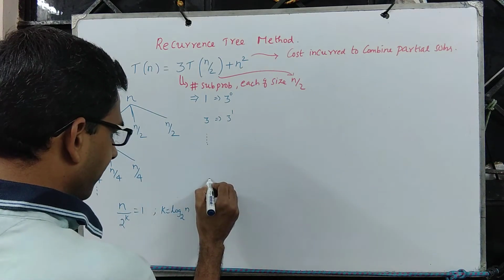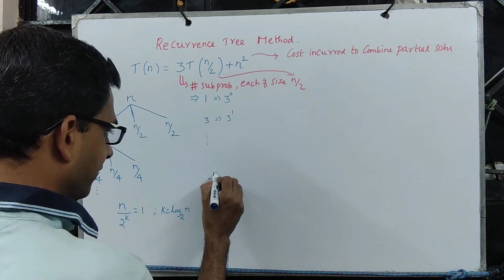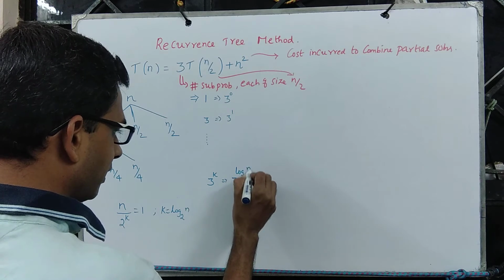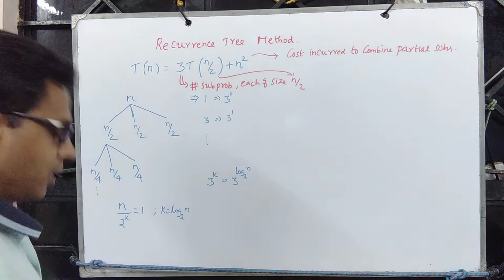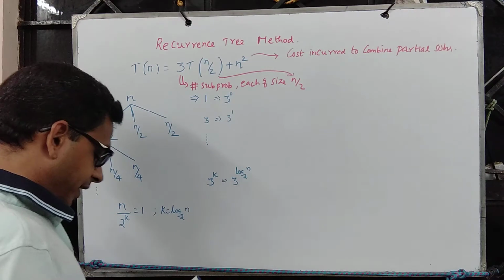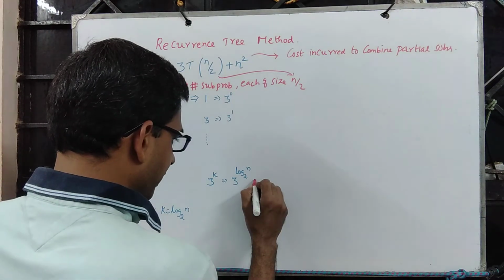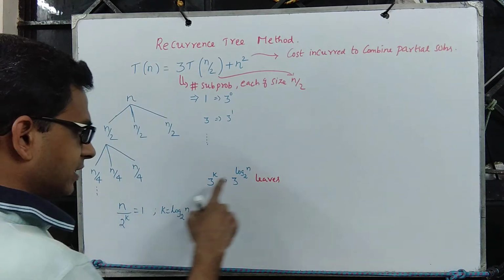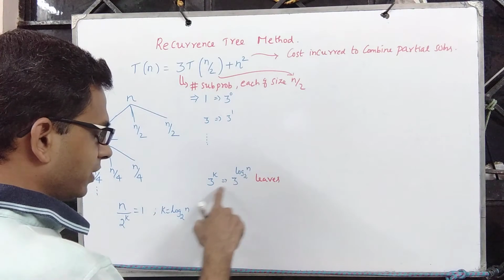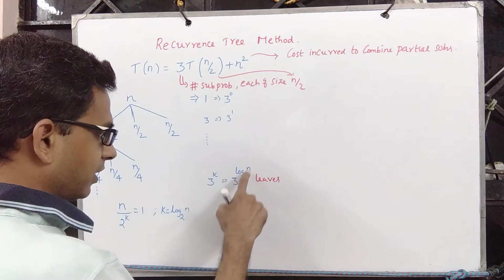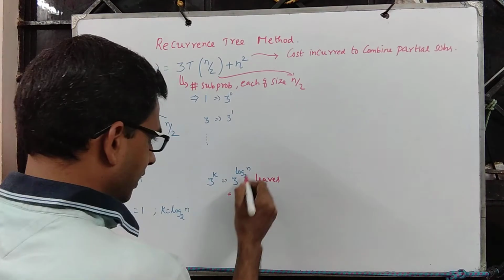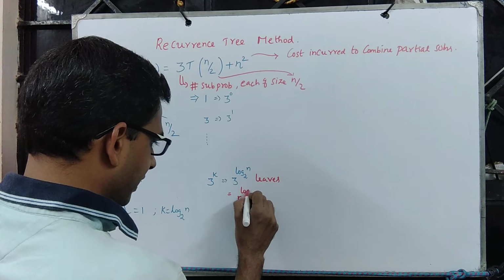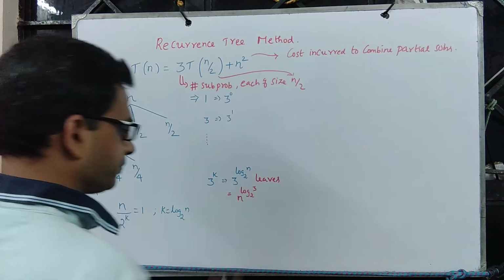At level k, we will have 3^k, which is 3^(log n base 2). So please pay attention, this many leaves are there. At the last level, which is k or log n base 2, there will be 3^k nodes or 3^(log n base 2). And you can rearrange this, bring n down, take 3 to the top. So you get n^(log 3 base 2).